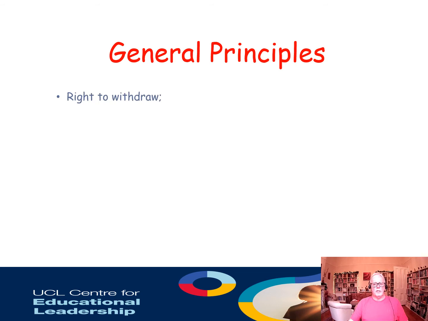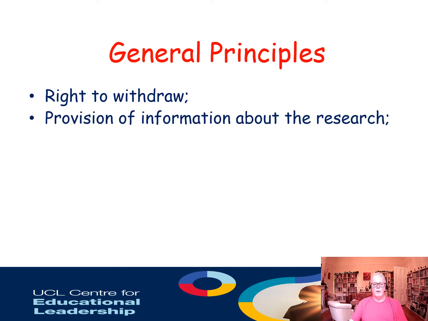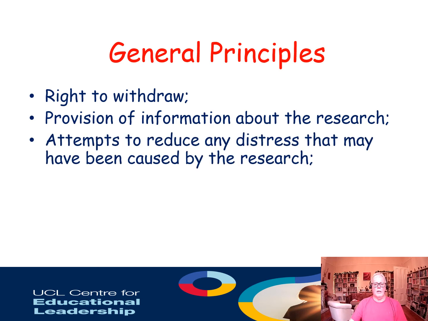So, general principles of ethics: people have the right to withdraw at any stage. They don't have to give you a reason. They have the right to withdraw. You should provide information about what it is you're trying to find. There are no hidden secrets here. We're not trying to second guess people or get people to second guess what we're doing. You tell them precisely what you're doing, and then you must make sure that any distress that could have been caused by the research is reduced as much as possible.